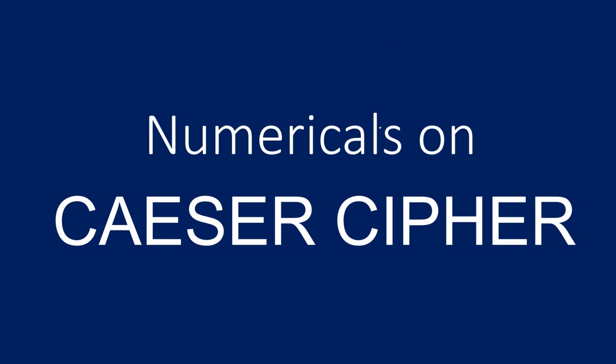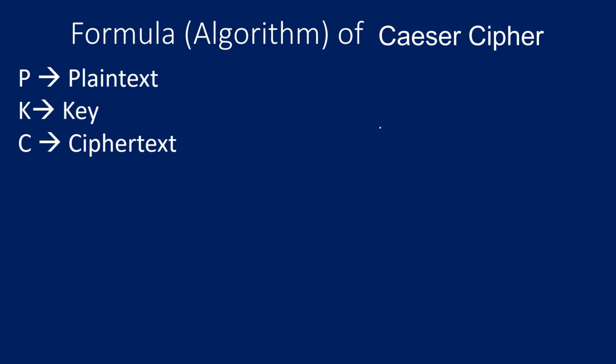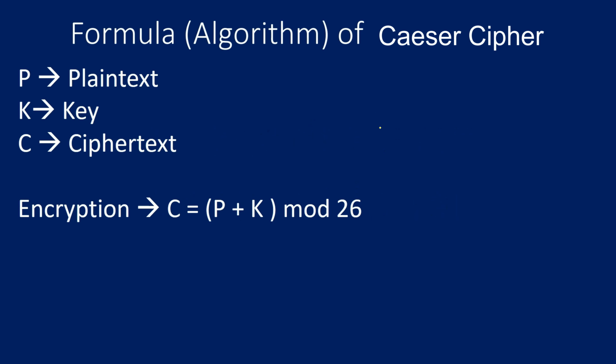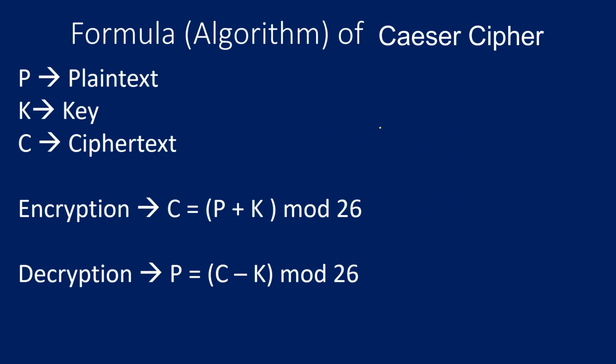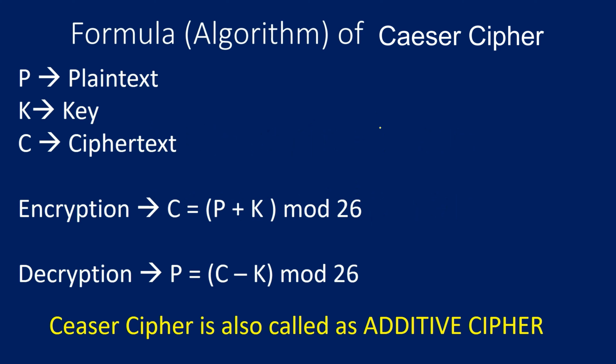So we would first revise the formulas of Caesar Cipher. If P is the plain text, K is the key and C is the cipher text, then the encryption formula of Caesar Cipher is given as C is equal to P plus K mod 26 and the decryption formula is given as P is equal to C minus K mod 26. Why do we use mod 26 here? I've explained it in detail in the previous video. Kindly scroll through that video for better understanding. Since Caesar Cipher uses the mathematical addition operation, it is also called an additive cipher.